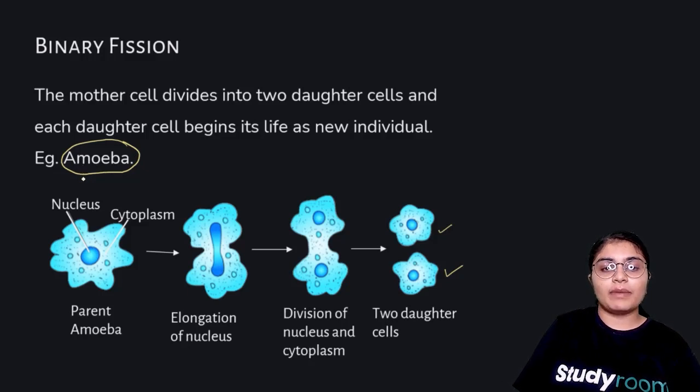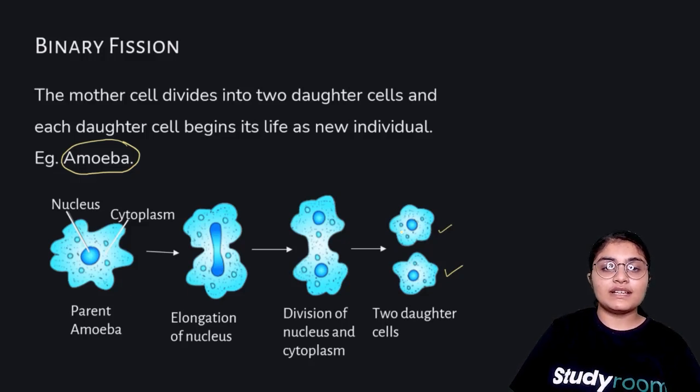Okay, so binary fission happens in amoeba, and the definition of binary fission is when a parent mother cell divides into two daughter cells, and each daughter cell begins its life as a new individual. This is known as binary fission.